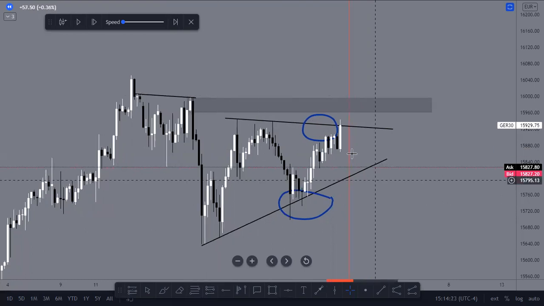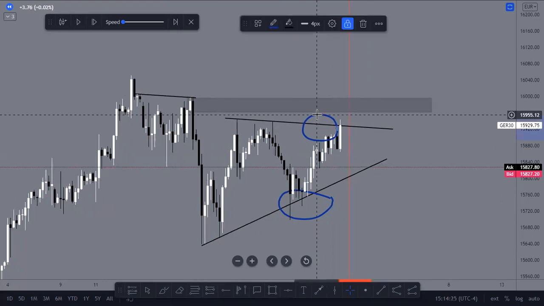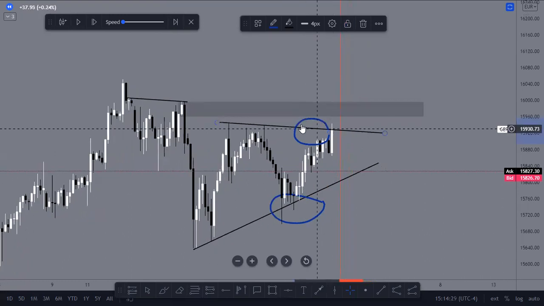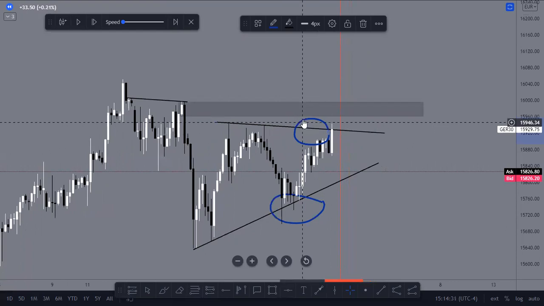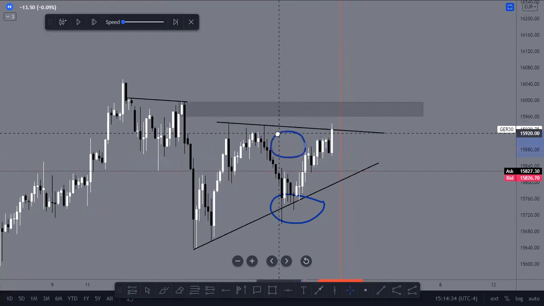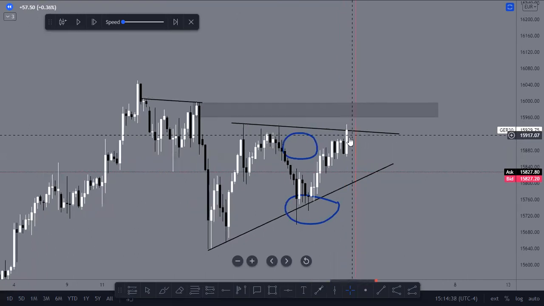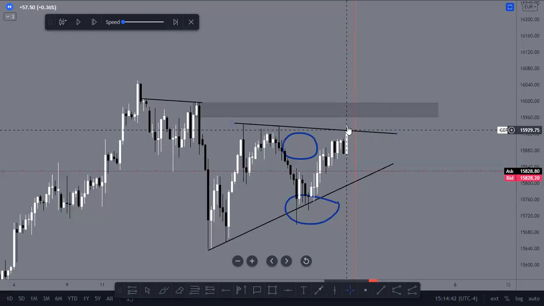You see what happened? Let me remove this thing now. You see what happened already? They still want to sell the market here. I'm telling you, they still want to sell the market here.